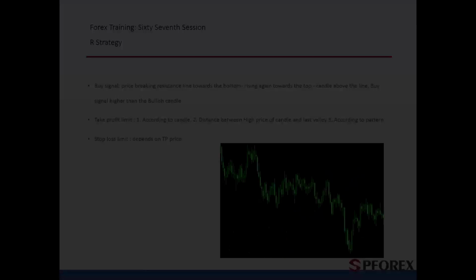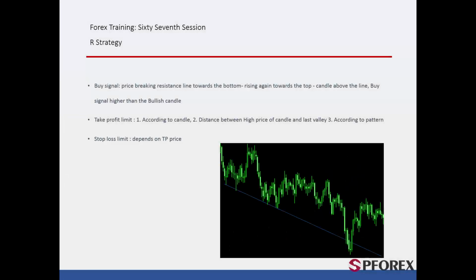Buy signal. When price passes the resistance line towards the bottom with complete candles over the resistance line and then returns to the given resistance line, if price crosses the resistance line towards the top and close price of a candle forms above this line, then a buy signal would be generated after the price goes higher than the high price of that candle. 3 take-profit prices can be derived as follows.